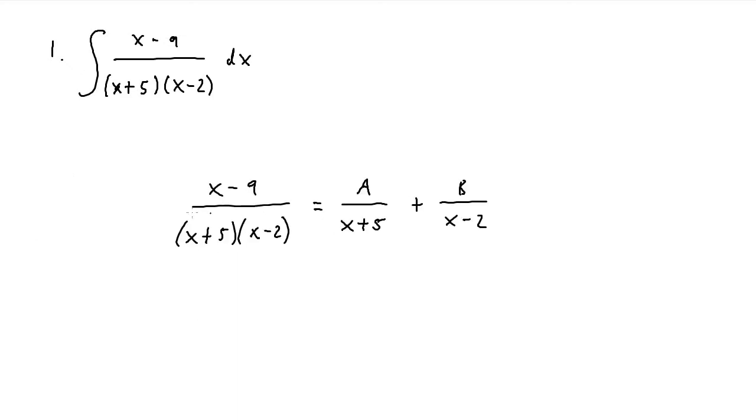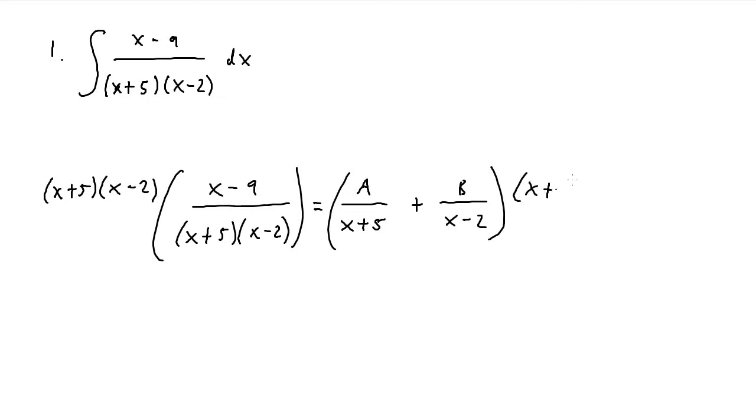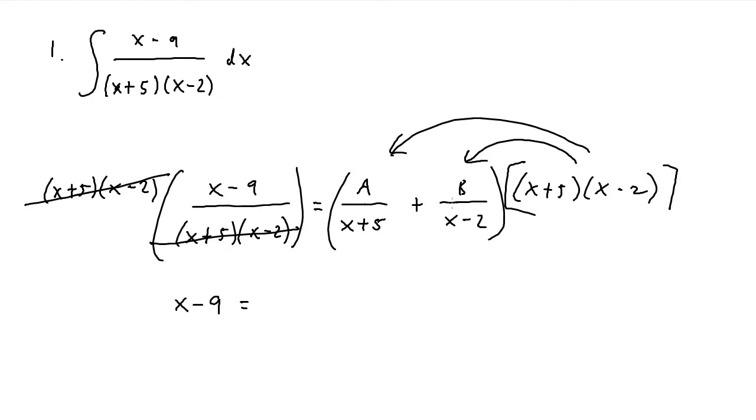Now the next step is to get rid of the denominator on the left side of the equation. So I'm going to go ahead and multiply both sides of the equation by x plus 5 times x minus 2. Go ahead and multiply by x plus 5 times x minus 2 on the right side as well. So realize that will cancel, and so we're left with x minus 9 on the left side of the equation. And now on the right side of the equation, we can go ahead and distribute to each of the terms. So when I distribute to the A term, x plus 5 will cancel. So we're left with A times the other factor, x minus 2. And then plus, when we distribute to the B, the x minus 2 factors will cancel, and so we're left with B times x plus 5, the other factor.